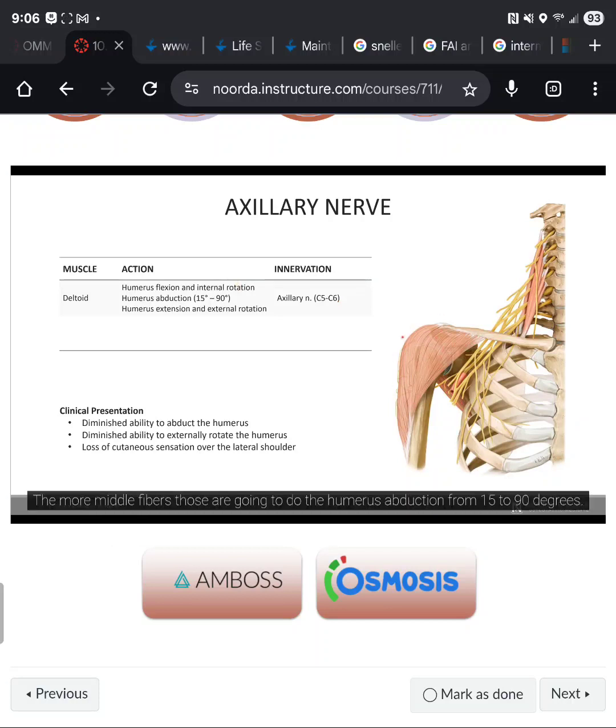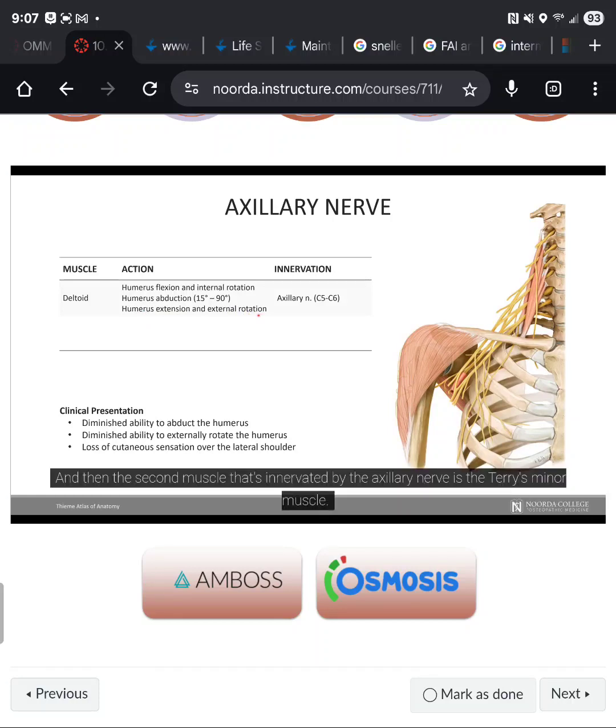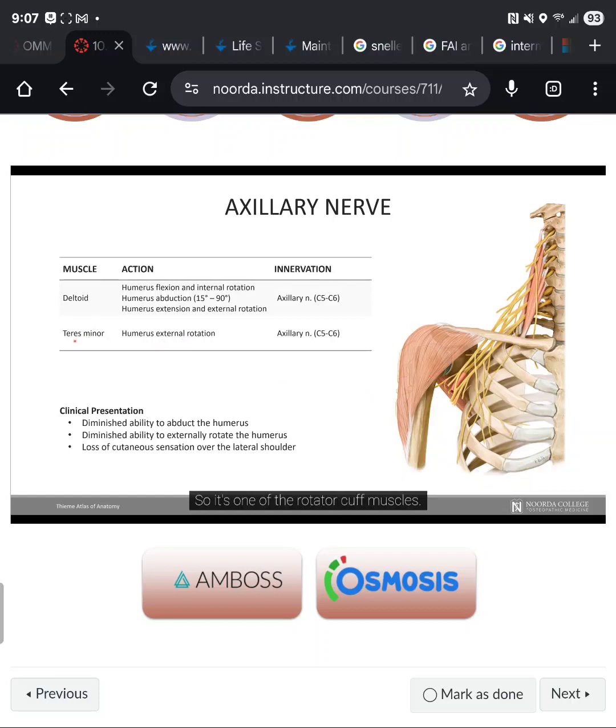The more middle fibers are going to do humerus abduction from 15 to 90 degrees, and then the posterior fibers are going to extend and externally rotate the humerus. And then the second muscle that's innervated by the axillary nerve is the teres minor muscle. And so we see a little bit of that guy right here. And that muscle is going to externally rotate the humerus. So it's one of the rotator cuff muscles.